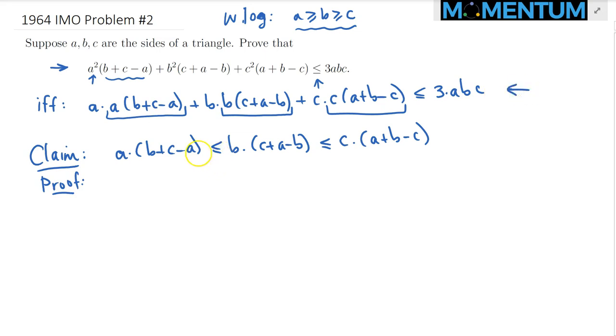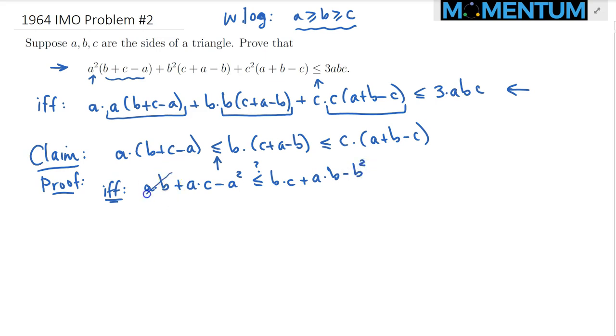Obviously, because all three parts are symmetric, we can just prove one of the inequalities and the other one will follow directly. So let's focus our attention on the first one. We can connect it with if and only if statements. We can just expand basically: A times B plus A times C minus A squared is less than or equal to something we still need to prove, B times C plus A times B minus B squared.